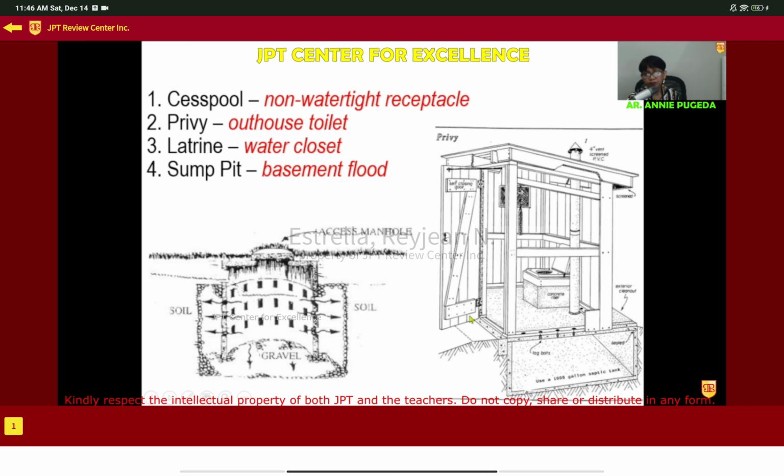Privy yung mismong bahay, which is known to be the outhouse toilet. Sa loob niya, yung inupuan mo na water closet, ang tawag doon, latrina or latrine. Sump pit po nang kinalaman sa mga drawing dito, but sump pit is known to accept basement flooding. Tubig ulan, normal yan. So yan po mga keyword niya.